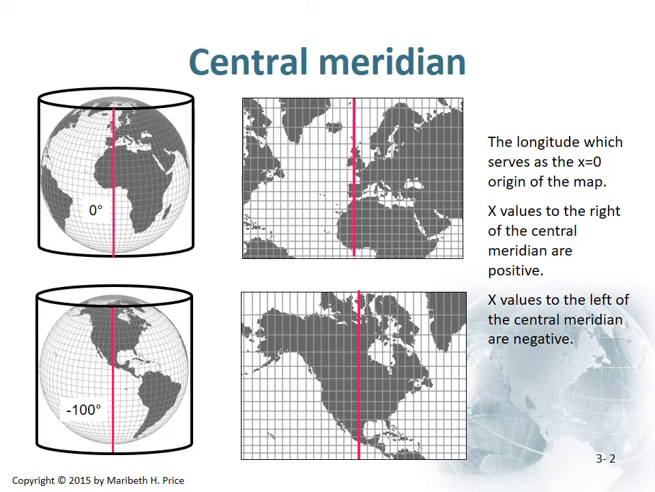Okay, so X values, in this case X meaning the origin of the map to the right, are positive, they're to the east. X values to the left are negative of wherever that central meridian is, whether it's the prime meridian or not.